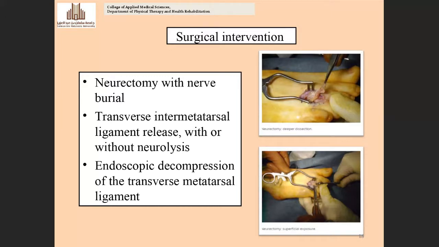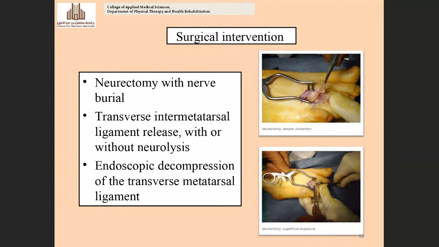So you can see the removal of the nerve, the removal of the interdigital nerve. The surgical intervention, I think this is not important. This is just for information. Neurotomy with nerve burial, so you just remove the nerve fibers. This is one of the surgical interventions for Morton's neuroma.